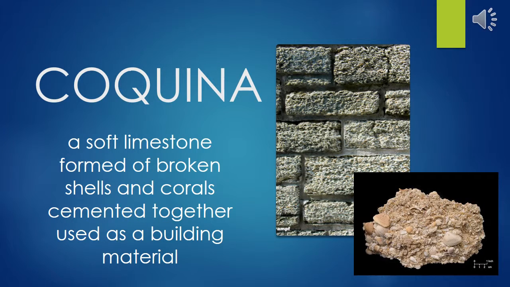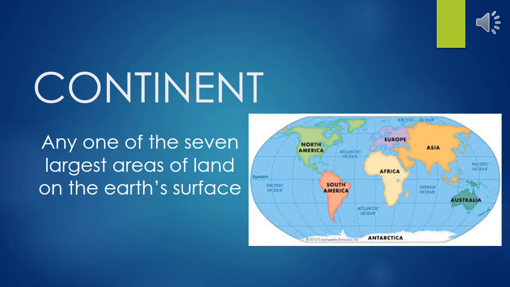Coquina is a soft limestone formed of broken shells and corals that are cemented together, and it's used as a building material. The term continent refers to any one of the 7 largest areas of land on the Earth's surface.